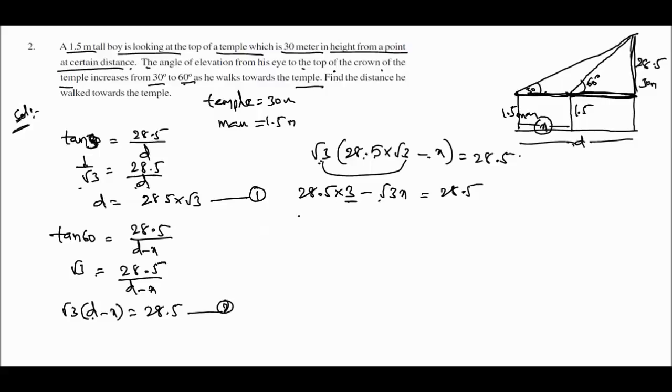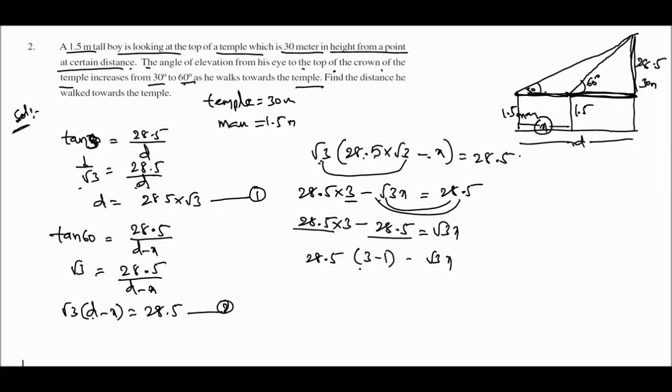So how much will it become? Root 3 x goes here. 28.5 into 3 minus 28.5 is equal to root 3 x. 28.5 is common, and 3 minus 1 is 2. So 2 into 28.5 is equal to root 3 x, so 57 is equal to root 3 x. So x is equal to 57 divided by root 3.